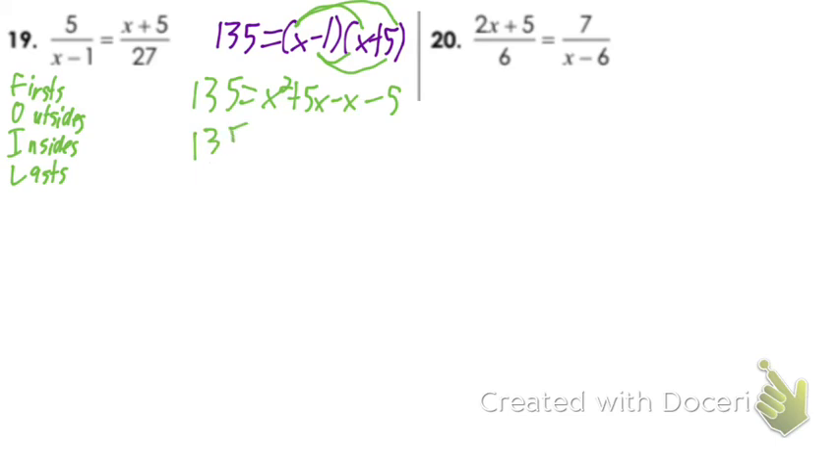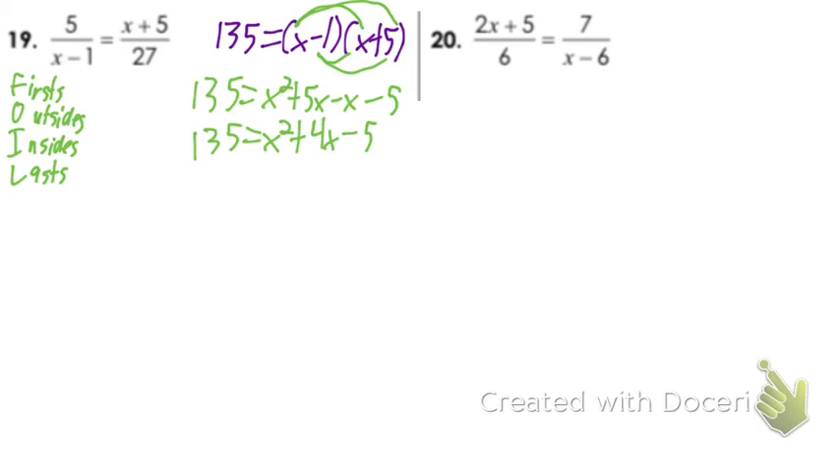So 135 is equal to x squared plus 4x minus 5. So what we're going to have to do to solve this quadratic equation, chapter 8 in Algebra 1, if you're curious, is also the tail end of chapter 7, factoring, because we're going to have to factor. Factoring is the best.